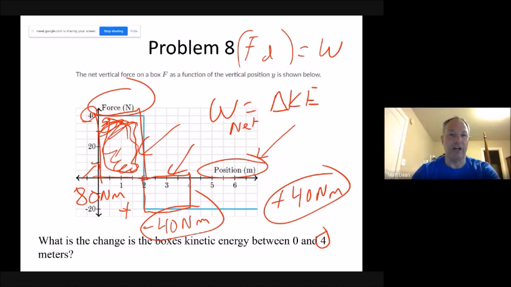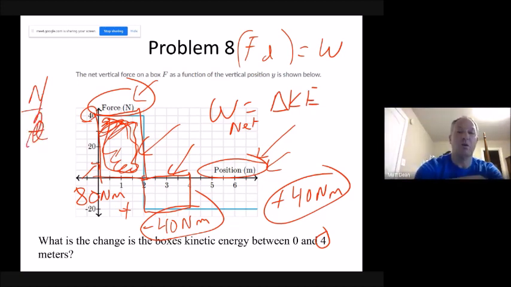So they will very oftentimes throw a force position graph at you. Remember, if you're finding the area under the curve, you're multiplying y times x. Now, there are other cases where you might need to find the slope of a curve. When you're finding the slope, you're taking your y and dividing it by your x. So in this case, it would be force over position, or newtons over meters in this particular problem.